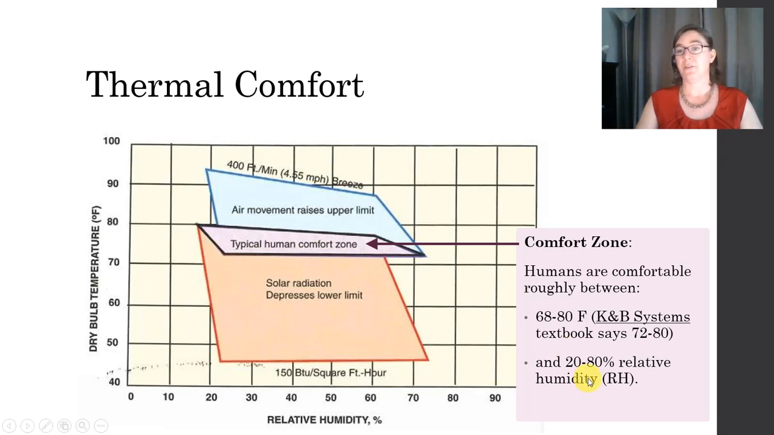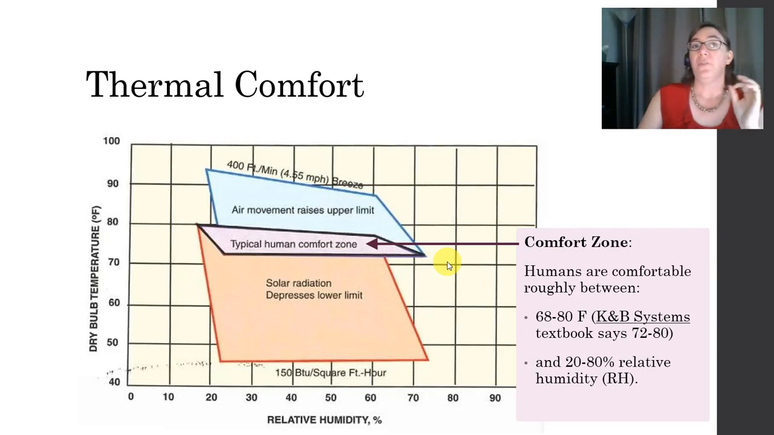and 20 to 80% relative humidity right here, from here to here, we can find the sweet spot, the human comfort zone. This is the area on the graph where people like to live.